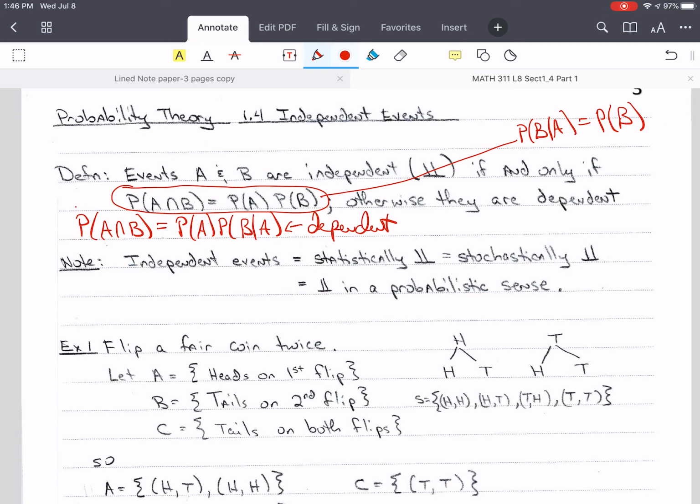So some terms, independent events, that means the same thing as statistically independent, stochastically independent, or independent in a probabilistic sense. So we're using this symbol that looks like a right angle symbol for independence.